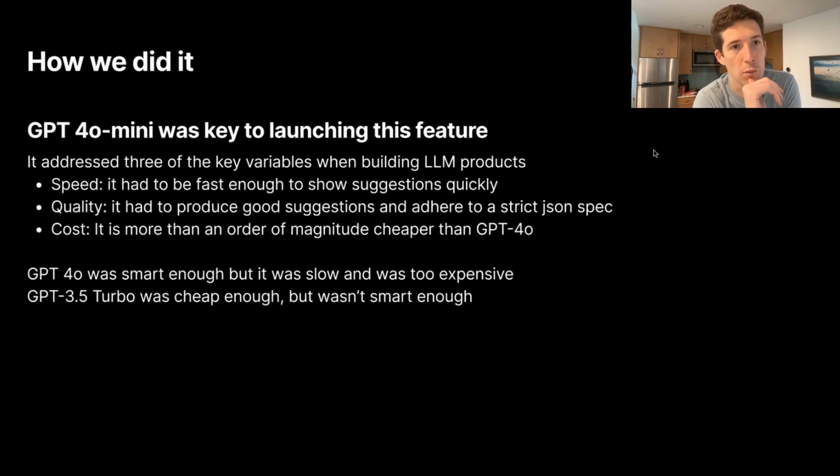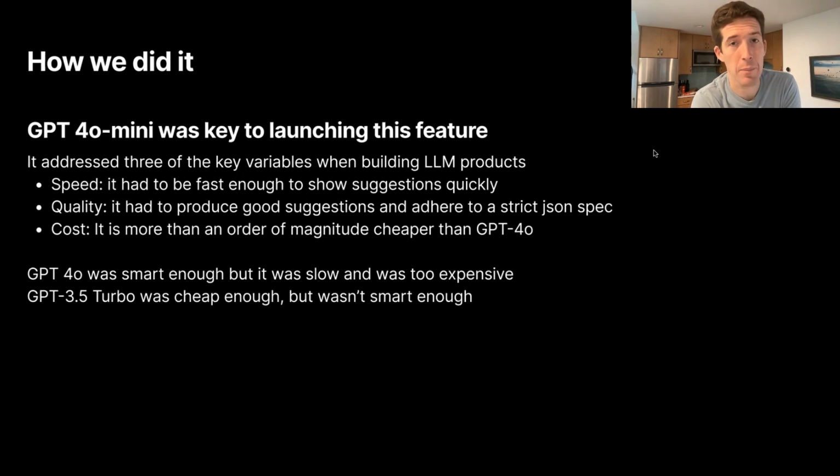I was reflecting on this morning, and a key insight is that GPT-4o Mini was key to launching this feature. People talk about 3 variables when you're launching an AI product: speed, quality, and cost. And I think GPT-4o Mini was a breakthrough across these 3 areas. It was fast. We wanted to be able to show the suggestions fairly quickly once someone loaded their document. It had to produce good suggestions.